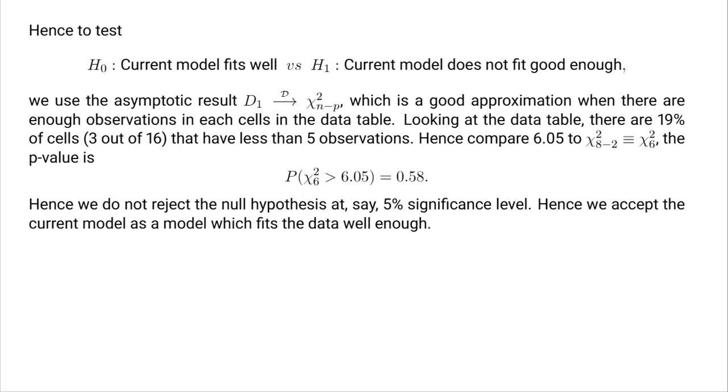But remember, that's only supposing that this condition is met, and if we look at the table, there's about 19% of the cells that have less than 5 observations. But that's something to bear in mind when you're doing this test. Certainly you can't do it when the Y is ungrouped.